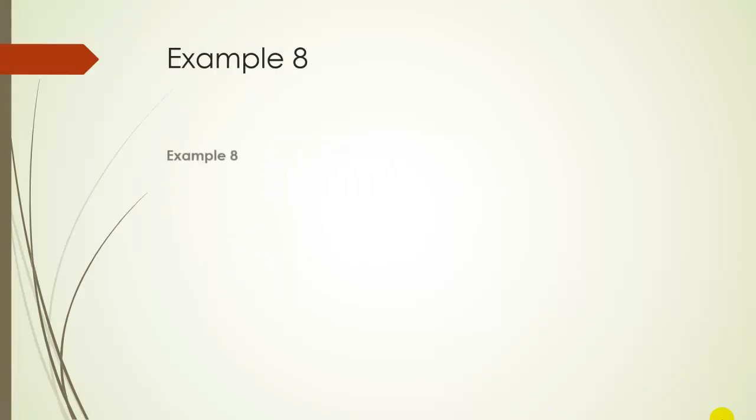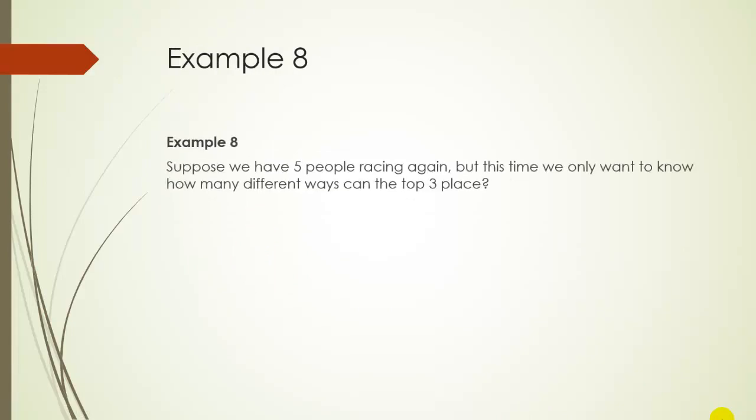For example 8, let's look at this example. So suppose again we have 5 people racing, but this time we don't really care about how everyone finishes. We just care about the top 3, who places in gold, silver, and bronze. So in this case, we're only going to have 3 things to multiply, 5 times 4 times 3, which is going to give us 60, first, second, and third. Notice, though, that this is just 5 factorial, but we dropped off the last 2, the 2 times 1.